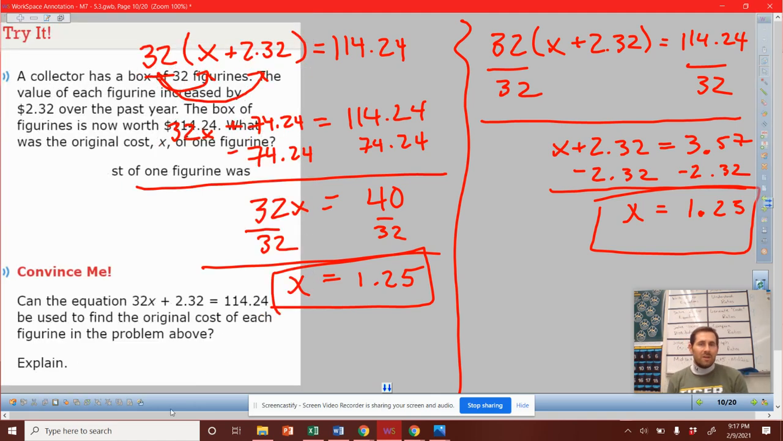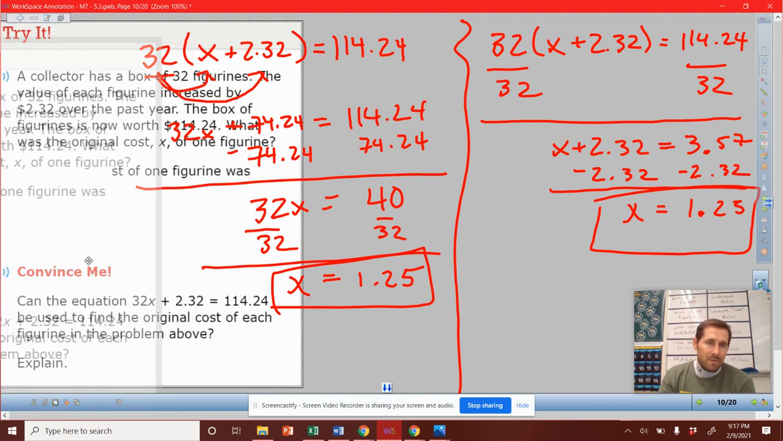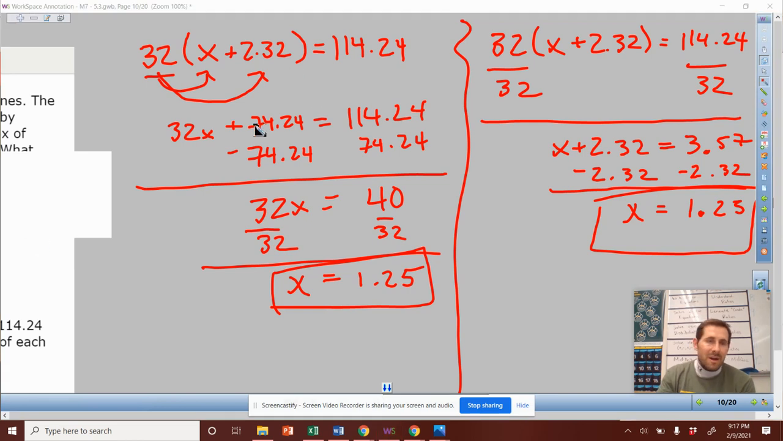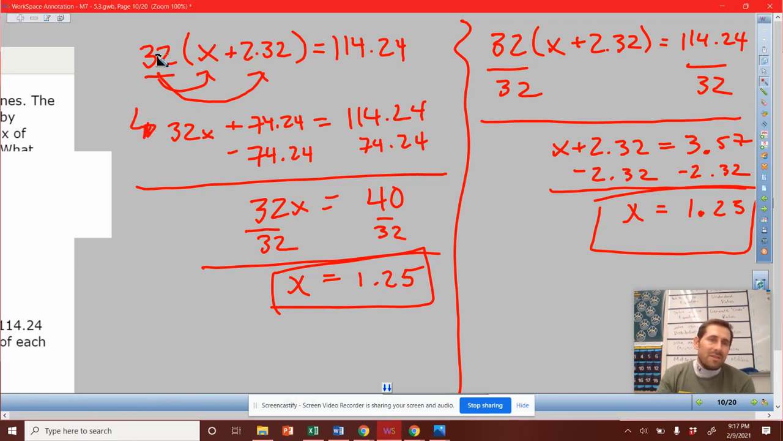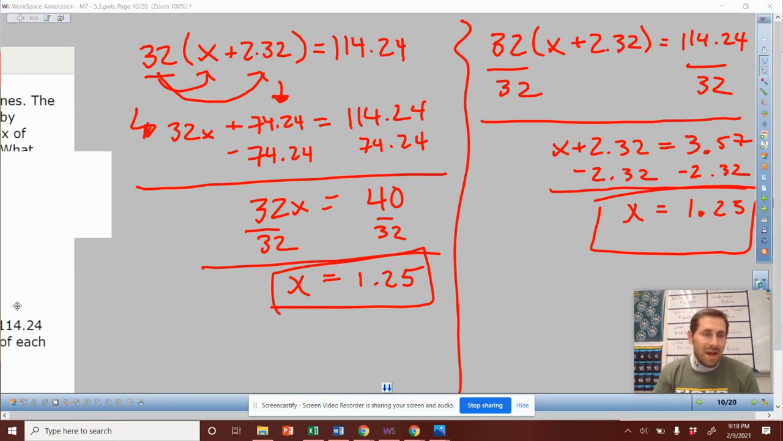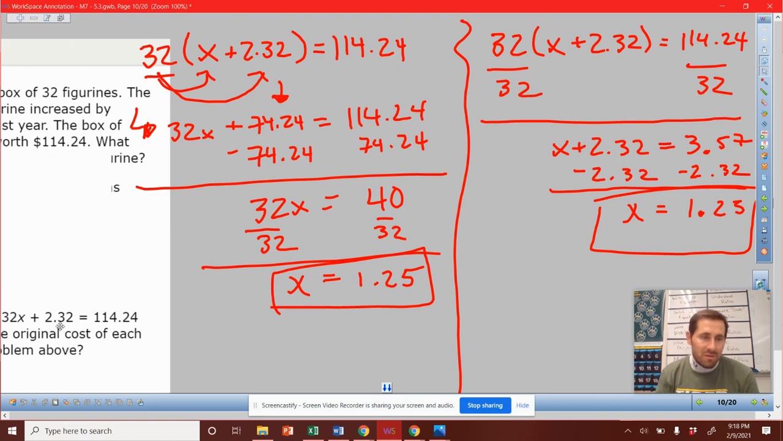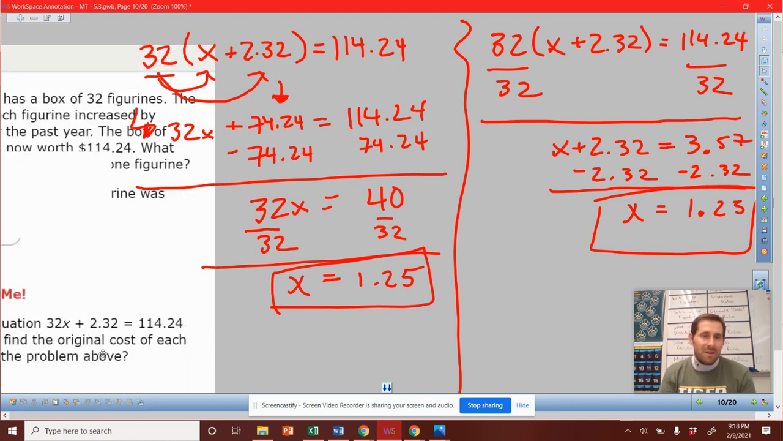So what is written here, and then convince me, can the equation 32x plus 2.32 equals 114.25 be used to solve this problem? It can't be used to solve this problem. If you look, when we distributed and got 32x by itself and the growth, the thing is we've got 32 figurines that grew this much, not just one figurine that grew $2.32. We had 32, so we need to make sure we've got an addition of 74.24, not just one addition of 2.32. So that equation in this convince me isn't going to work.